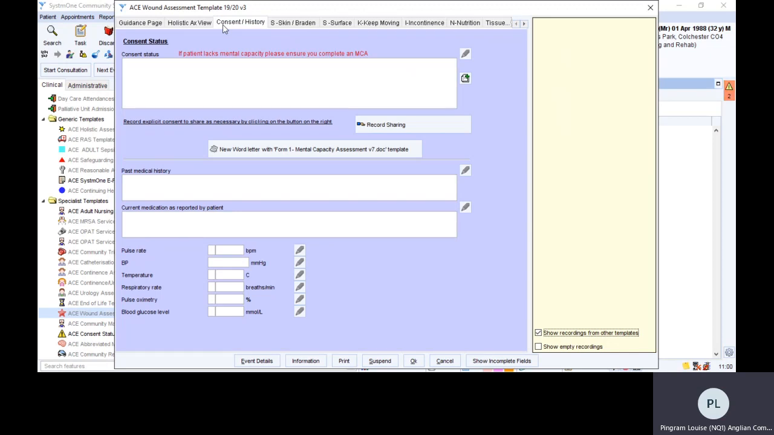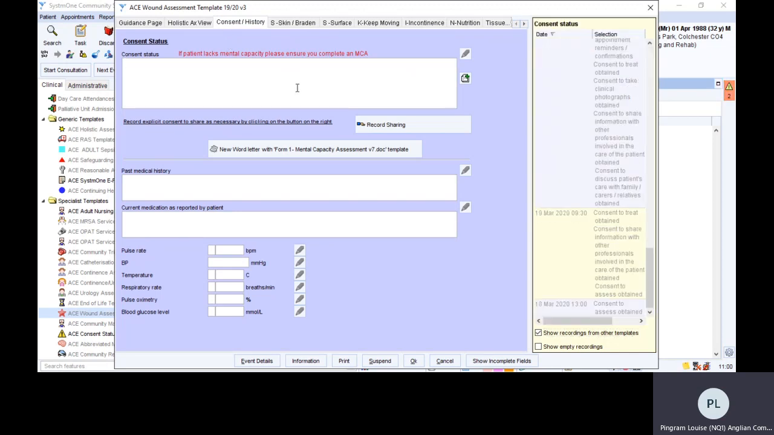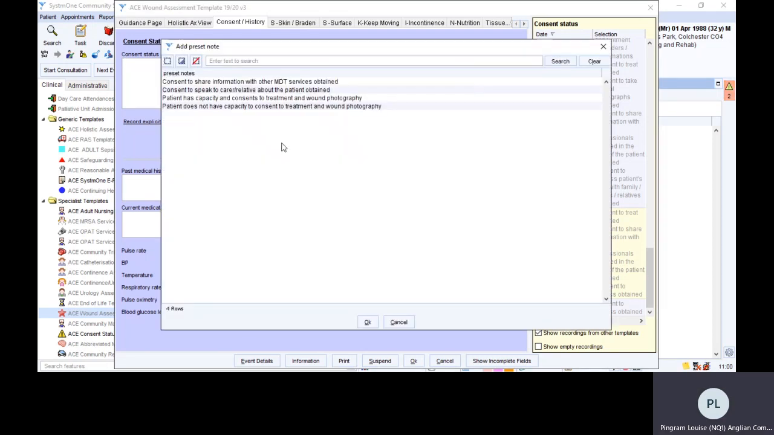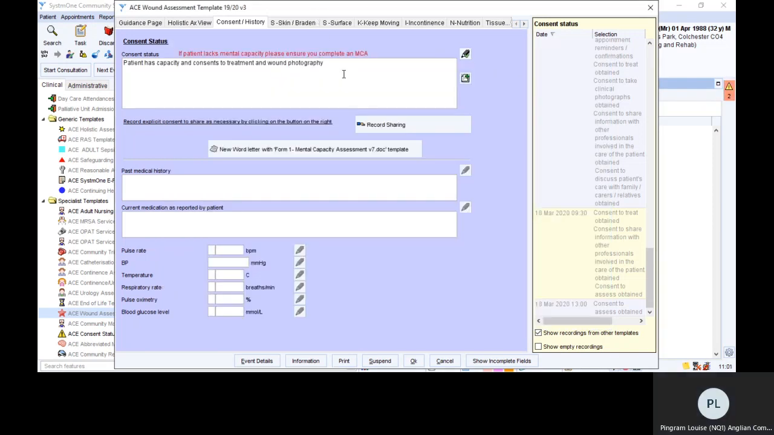Your next tab is the consent and history page. So the first box you come to is the consent status. This is about how the patient is consenting to the treatment that you're being given, including wound photography. There are a number of presets here, but you can also free text into this box. So if the patient has capacity and consents to treatment and wound photography, then obviously that can just be clicked and press OK, and that will put that in there.